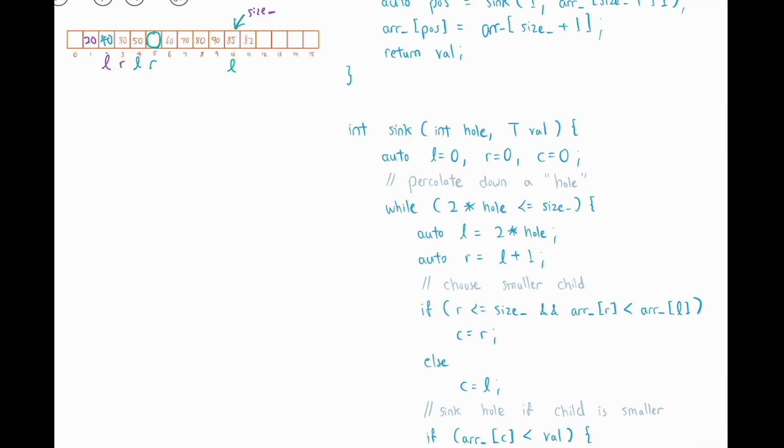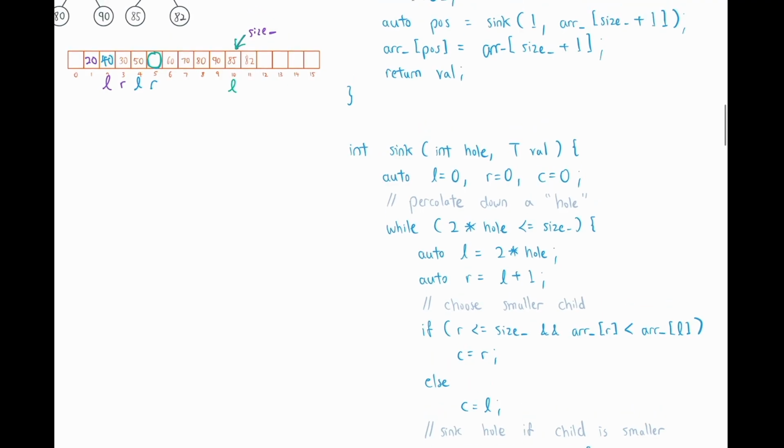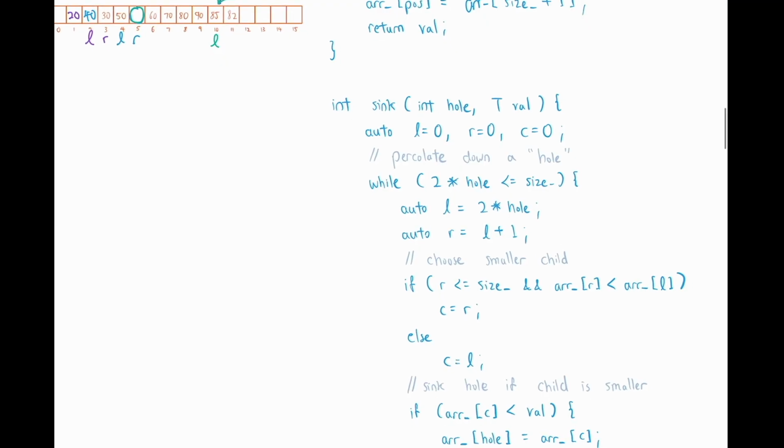So if 2 times hole is less than or equal to size, which is still fine, we can still get the left child. But for the right child, it is not less than or equal to size, because the right child is supposed to be here, right? 2 times 5 plus 1 is 11, but the size is at 10.